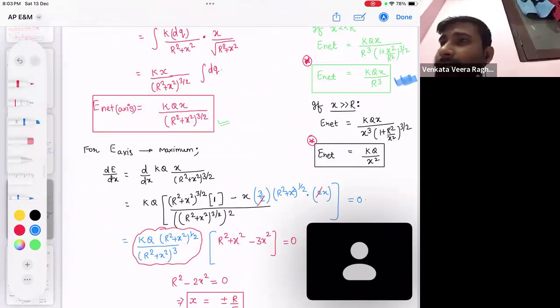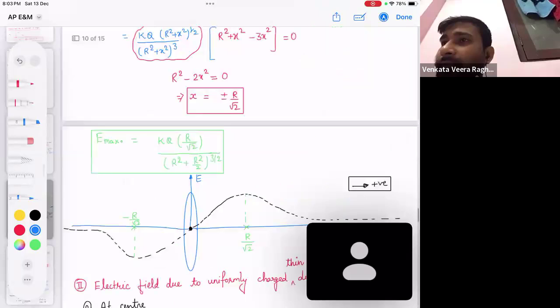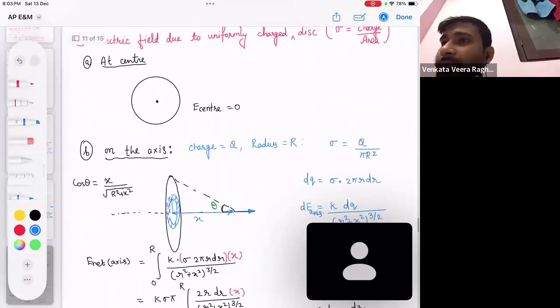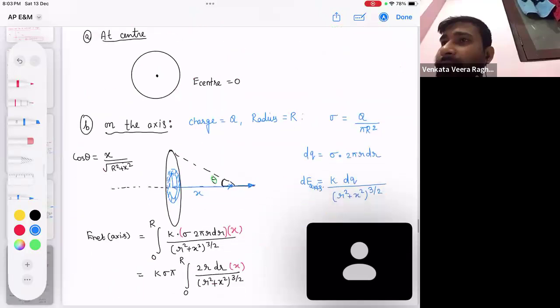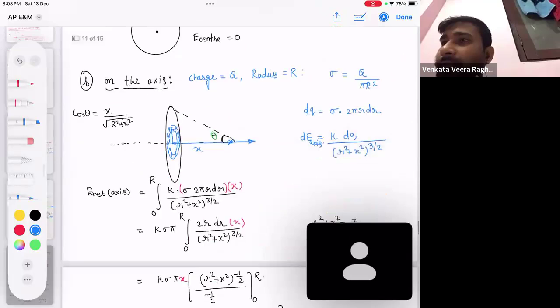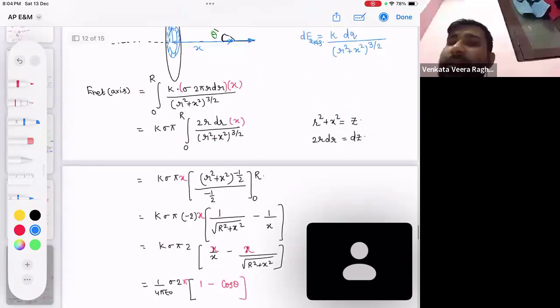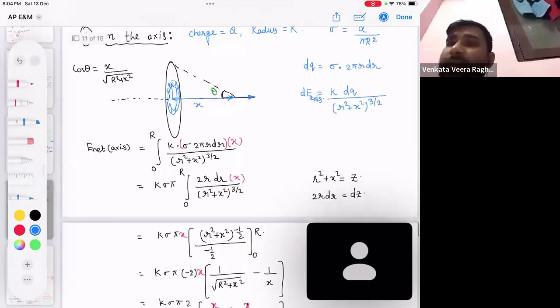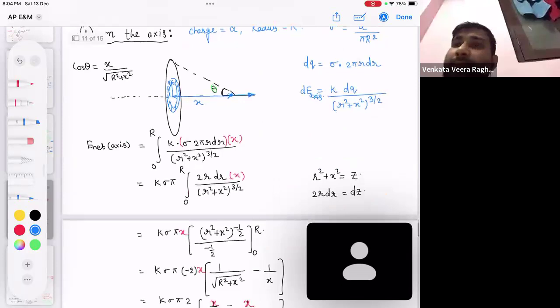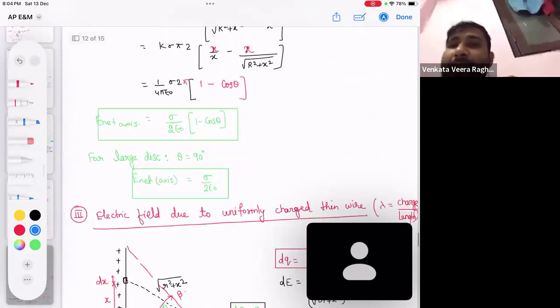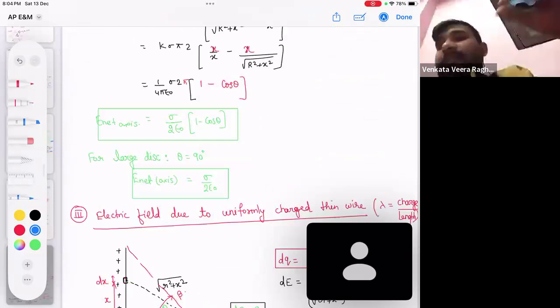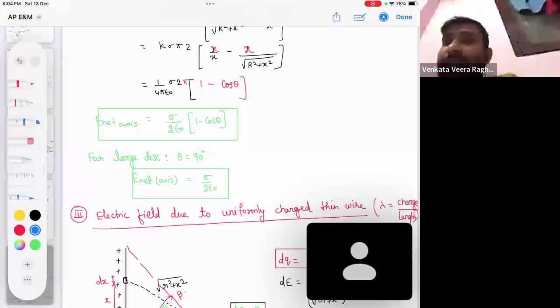Here it is. This is for the point very close to the center, and this is for the point very far away from the center. Next, the field due to a uniformly charged disk we calculated. Again, at the center we got 0. And for an axial point, what we got is sigma by 2 epsilon naught times (1 minus cos theta), where cos theta is x by under root of r square plus x square. And if it is a large disk, the field we got is sigma by 2 epsilon naught.